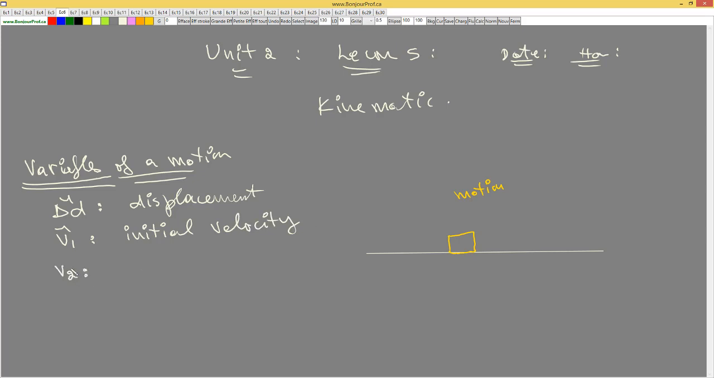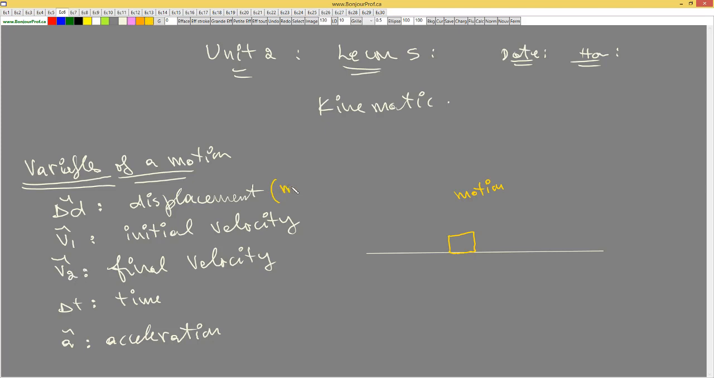V2, final velocity. Delta T, time between the initial and the final situation. And we have A, acceleration. The first one is initial, and then the final. We call it V1 and V2. You can call it V initial and V final, but we're going to use V1 and V2.